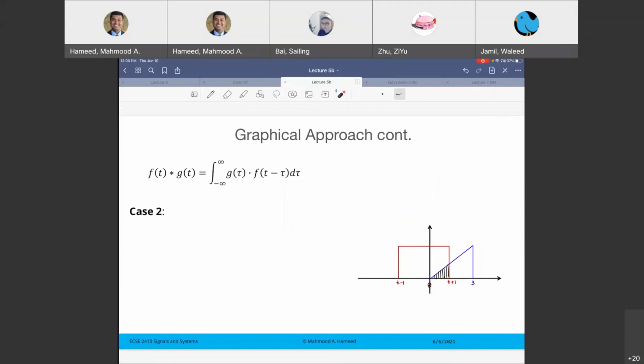What would be the last point? As this rectangle is moving into the triangle, what would be the last time for which you are still multiplying the same two signals? When what overlaps with what? t minus 1 overlaps with what? That is not going to happen soon, because this guy is 2 seconds and this guy is 3 seconds. So there is going to be a time where the whole rectangle is traveling inside the triangle.